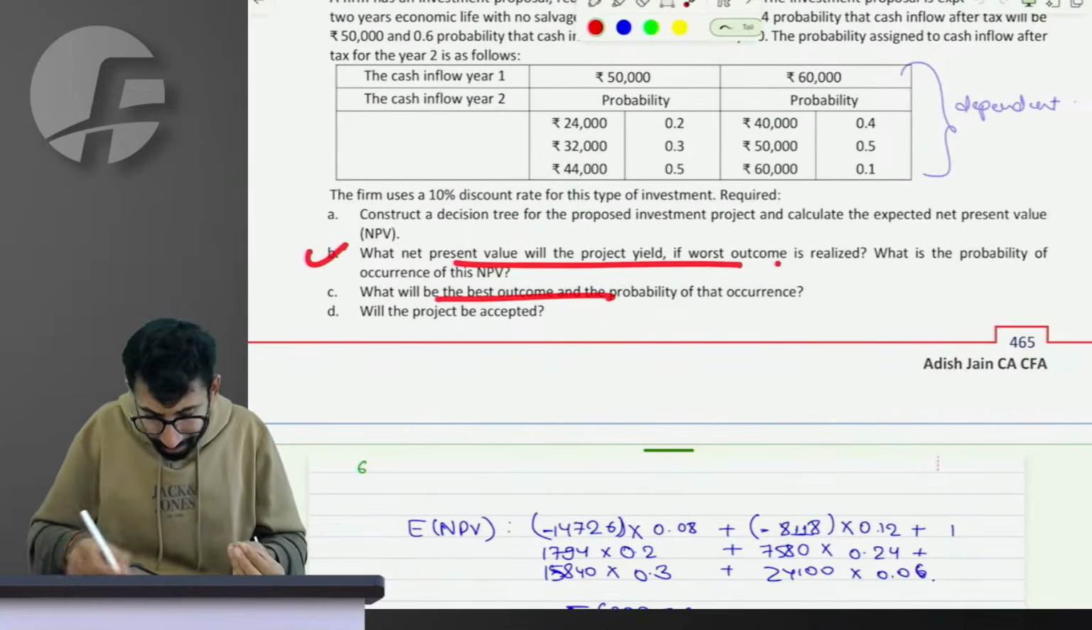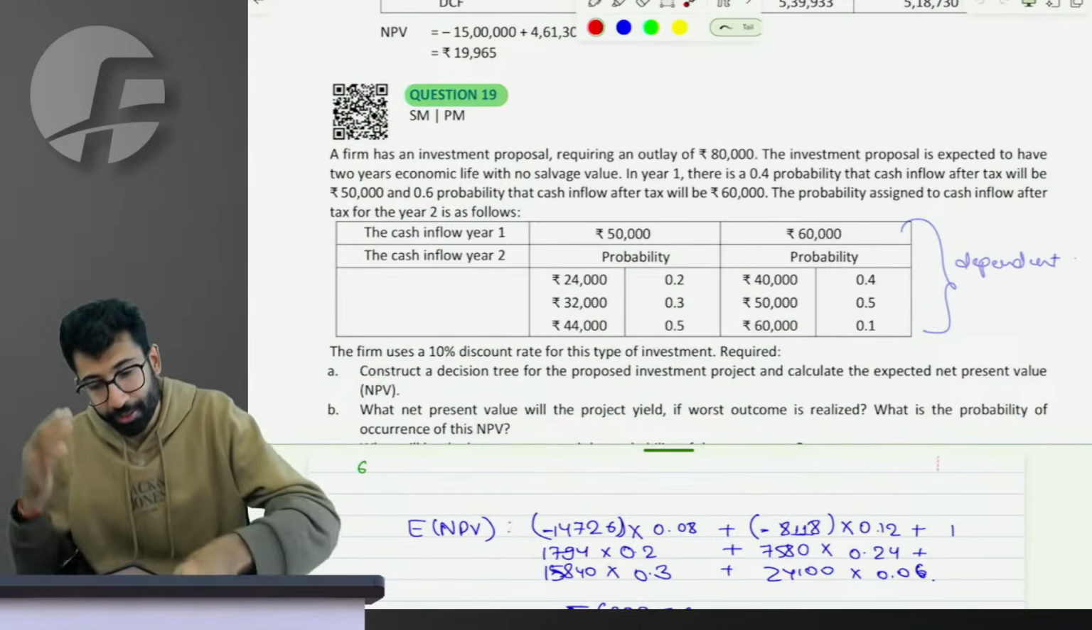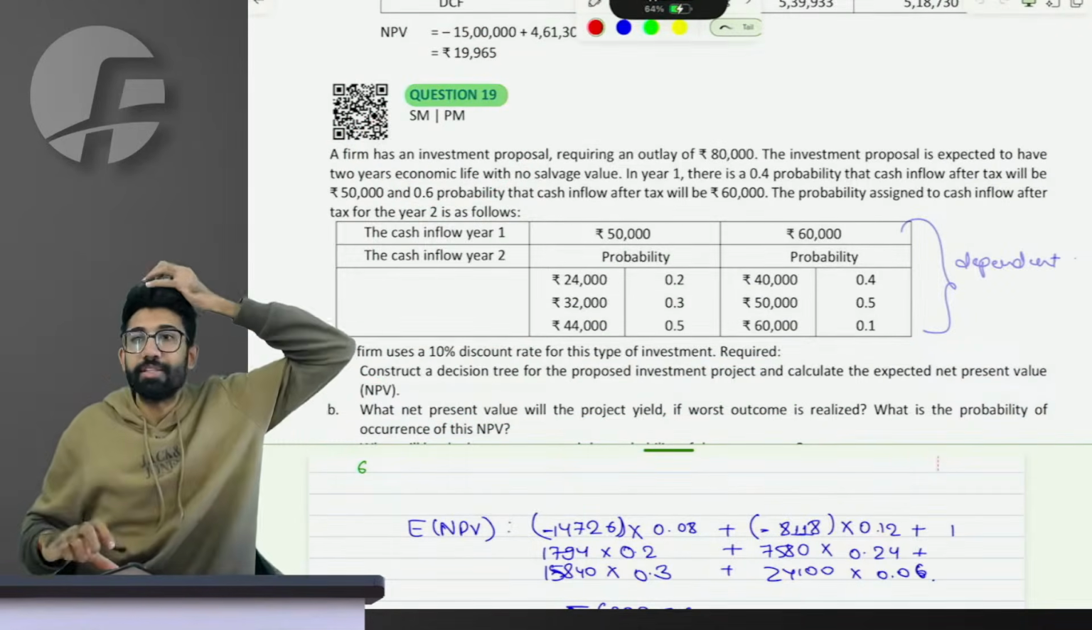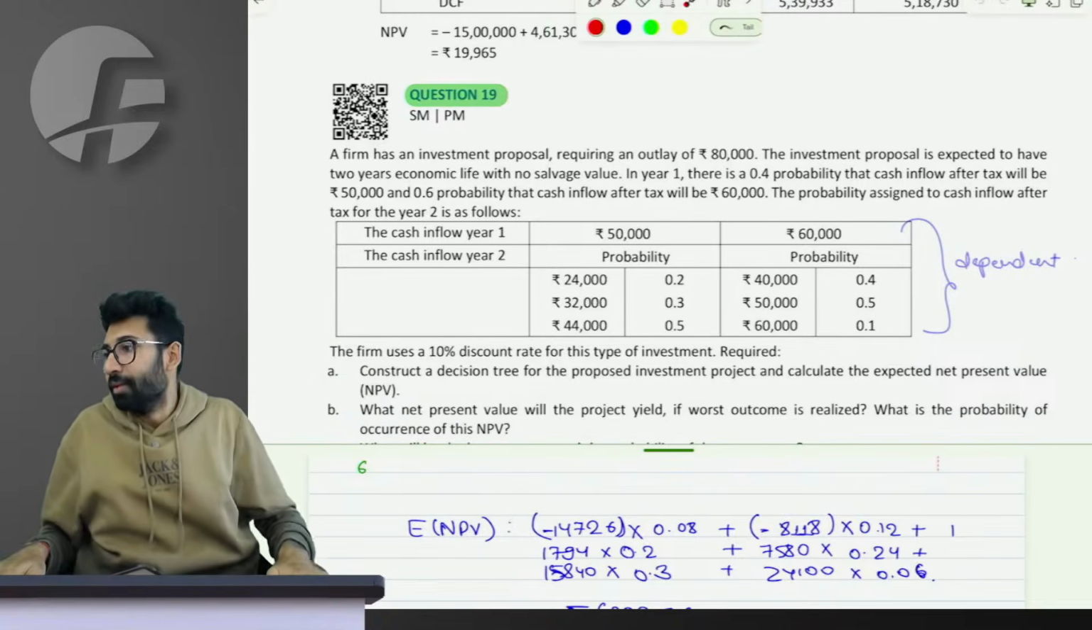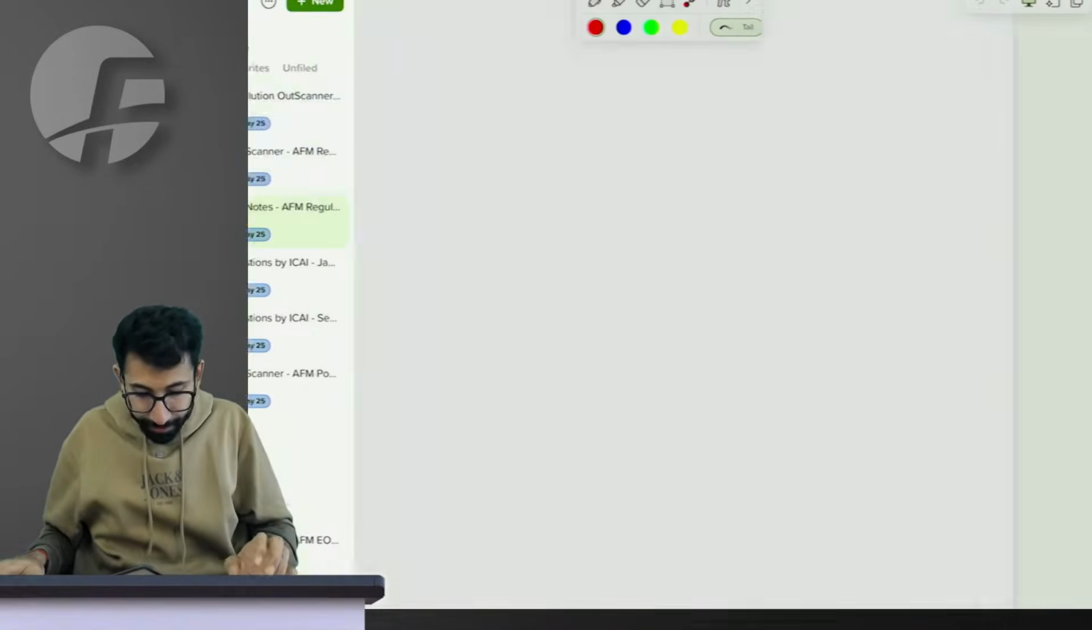Worst case NPV, best case NPV, all that then is easy. Just wanted to explain you this particular thing in question number 19. The scenario analysis question gets done. Yes boss, perfect. Sir, next.